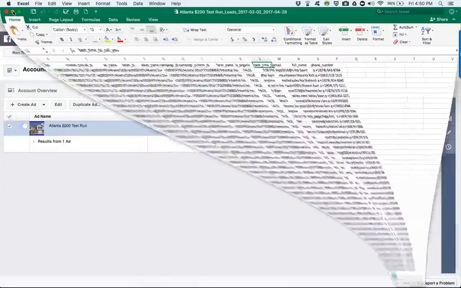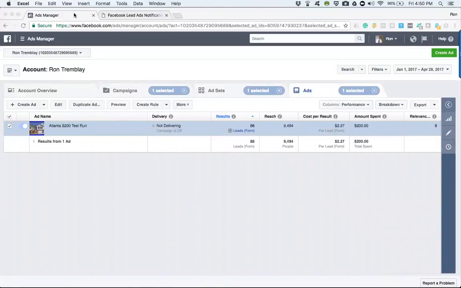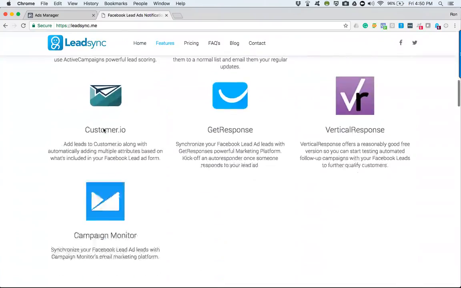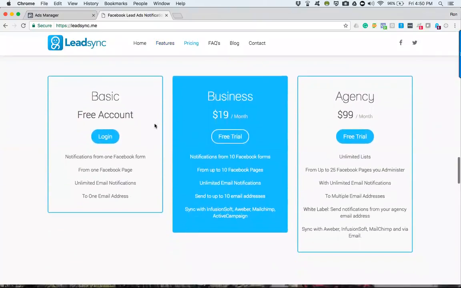So a way to have these automated and to send to you automatically and be notified is a little program called LeadSync.me. It's actually free for one campaign, right? So you can utilize it and attach it to one email, and it is free. If you have other people in your office that want to be notified, then you will have to utilize a paid account. And I believe it starts at, it's either $19 a month. There we go. So they do give you a free trial. I think it's 15 days to 1 month. I'm not quite sure on the time, but like I mentioned, there's the free basic one. You can get notifications from one Facebook form, and it goes to one email address.